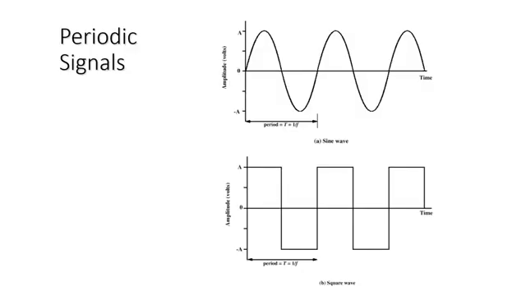A periodic signal completes the pattern within a measurable time frame called a period, and repeats that pattern over subsequent identical periods. The completion of one full pattern is called a cycle. We can have a periodic analog signal as shown in the top figure, and a periodic digital signal as shown in the bottom figure. Unlike a periodic signal, an aperiodic signal changes without exhibiting a pattern or cycle that repeats over time.